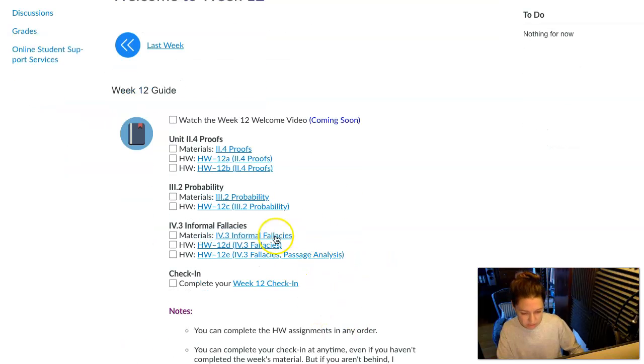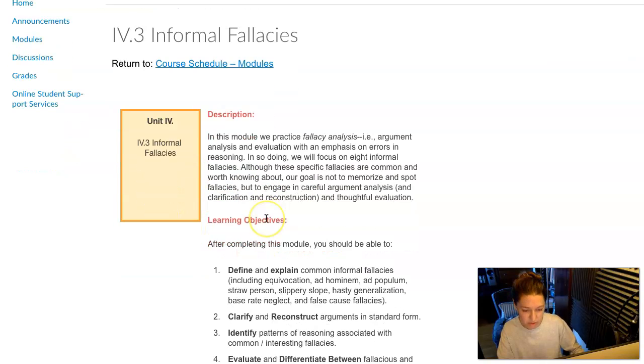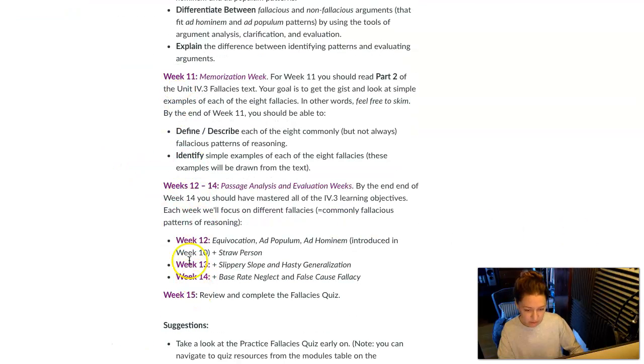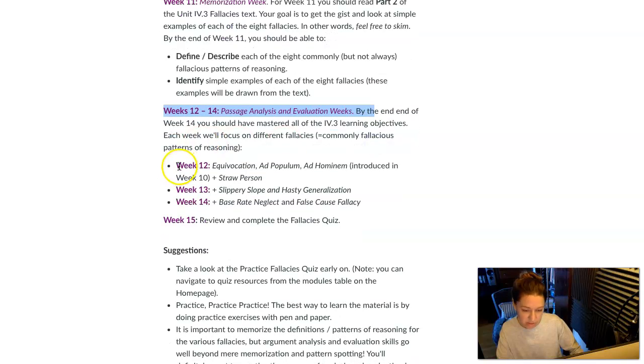Okay, now let's move on to Unit 4, Informal Fallacies, another module that we are continuing with. And again, there's a week-by-week guide, what to look at in the module. So we are in week 12, and we're starting to practice passage analysis and evaluation. And this week, we're going to continue looking at the 3 we've already introduced, equivocation, ad populum, and ad hominem. And we're going to add straw person to the mix.